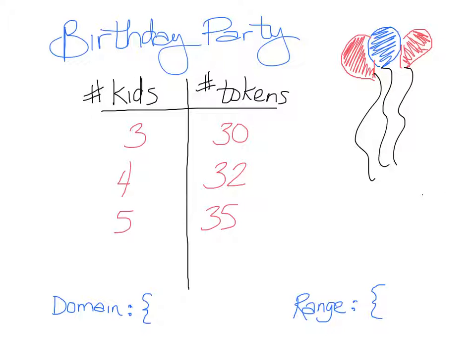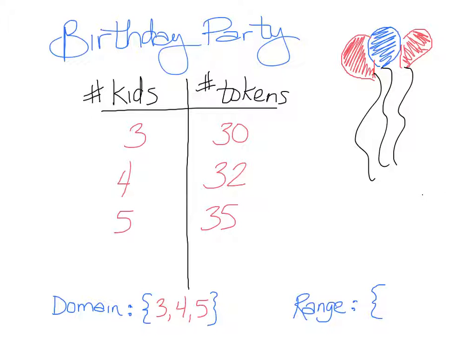Okay, so now the next thing that they talk about, they use these terms domain and range. Your domain is all of your possibilities for your first coordinate. So in this, my first coordinate represents my number of kids. Okay, so my domain, my options here, is I could have 3 kids, or 4 kids, or 5 kids. And that's the domain, the possible values there.